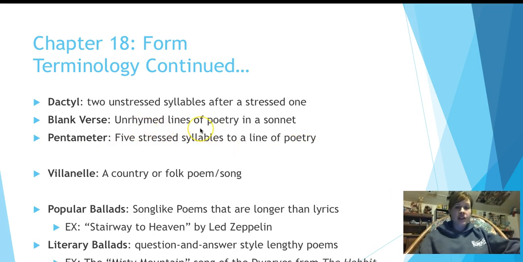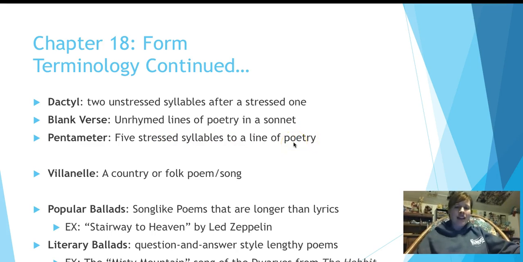Blank verse is when there's no rhyming in a sonnet. It happens. And then dactyl is when there's 2 unstressed syllables and then a stressed one. So if you had a dactyl pentameter, you would have 2 stressed syllables, an unstressed syllable, and then 2 stressed syllables. Again, these are all stylistic terms.